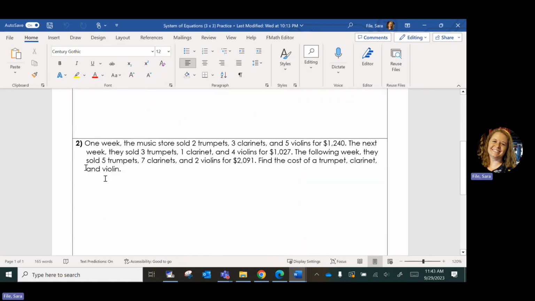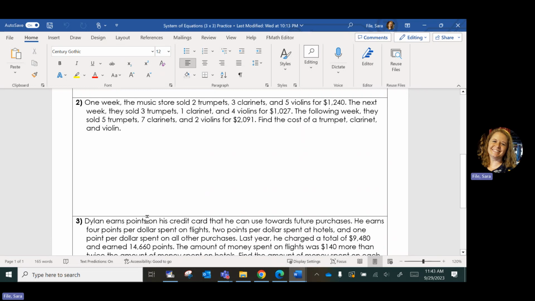I want you on 2 and 3, though, on the word problems to get them set up like we were working on earlier this week. I want you to identify what the 3 variables are and write the 3 equations, but then you can stop there. You do not have to solve yet. Okay, so just get those 3 set up.